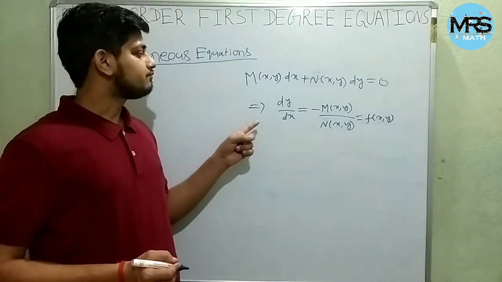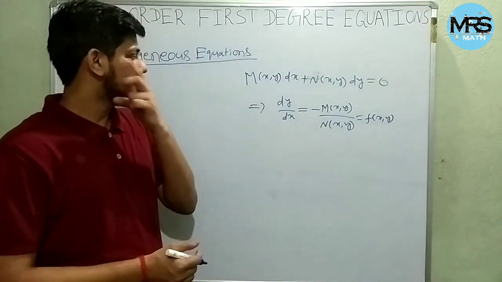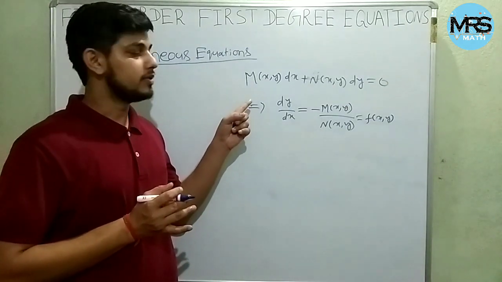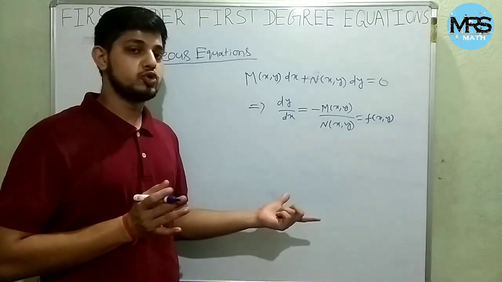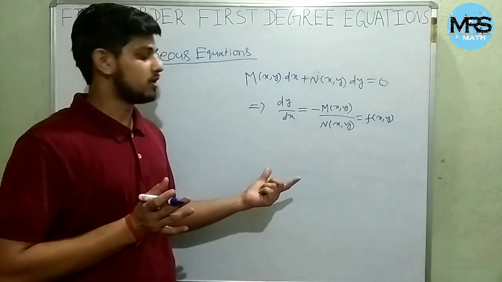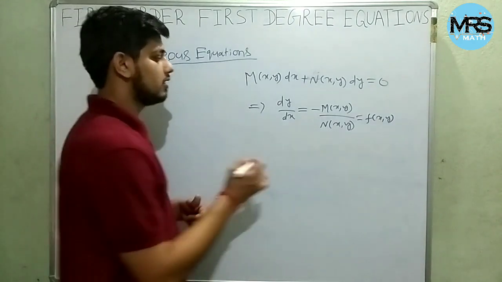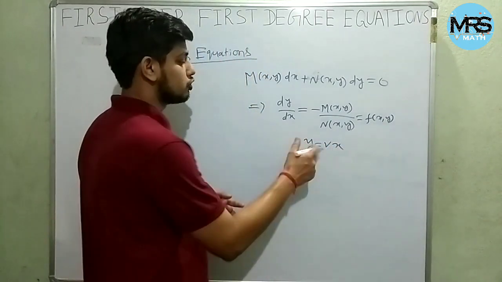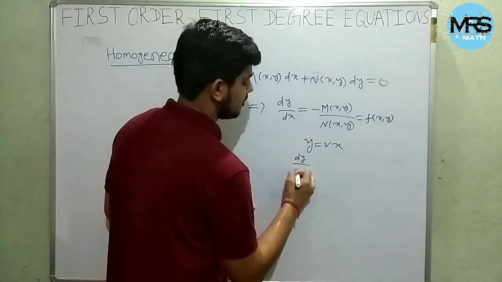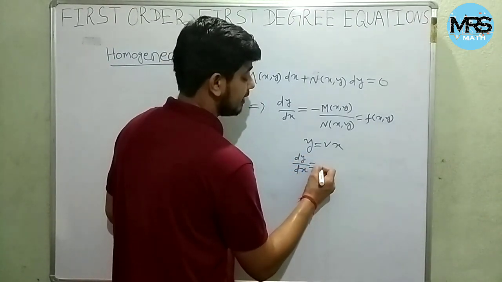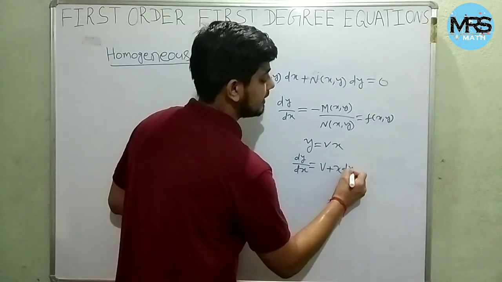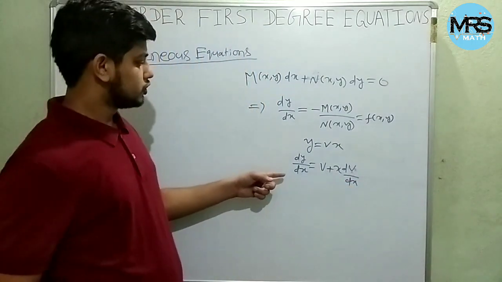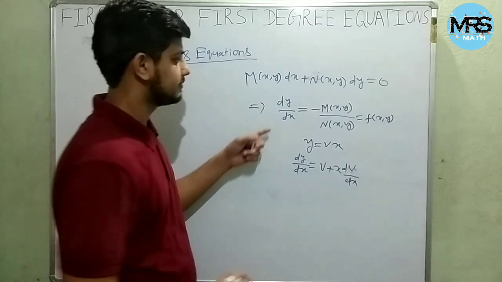Okay, so what we are going to do here, now we know that homogeneous differential equations can be reduced to a simpler form by applying some transformation, that is y equal to vx. Both sides doing differentiation, we will get dy by dx equal to v plus x dv by dx, correct? So this one will apply it here.